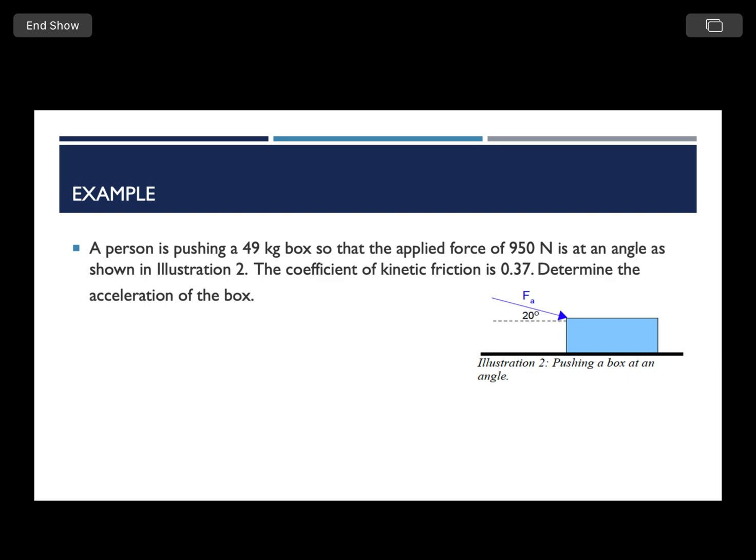Okay, so we know it's not going to be accelerating up or down, but we're going to need to find the force of gravity anyway, because we need to find the normal force.